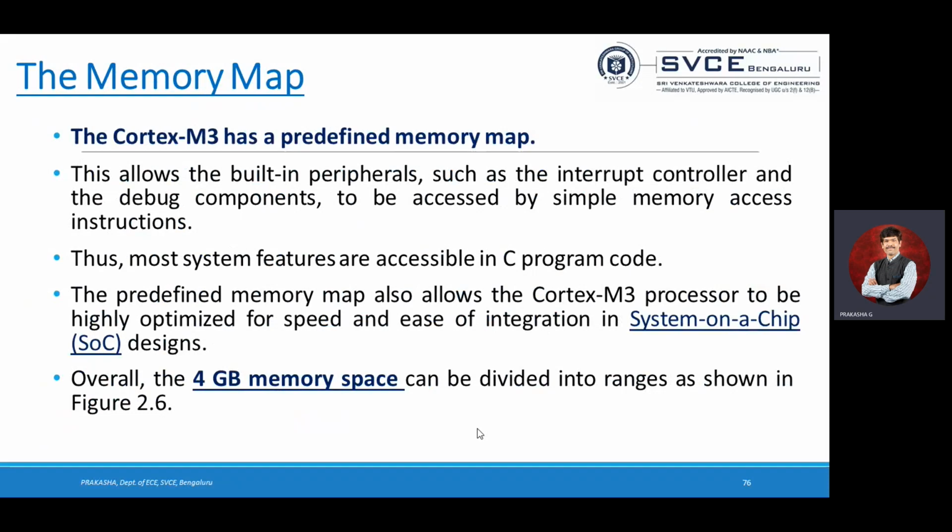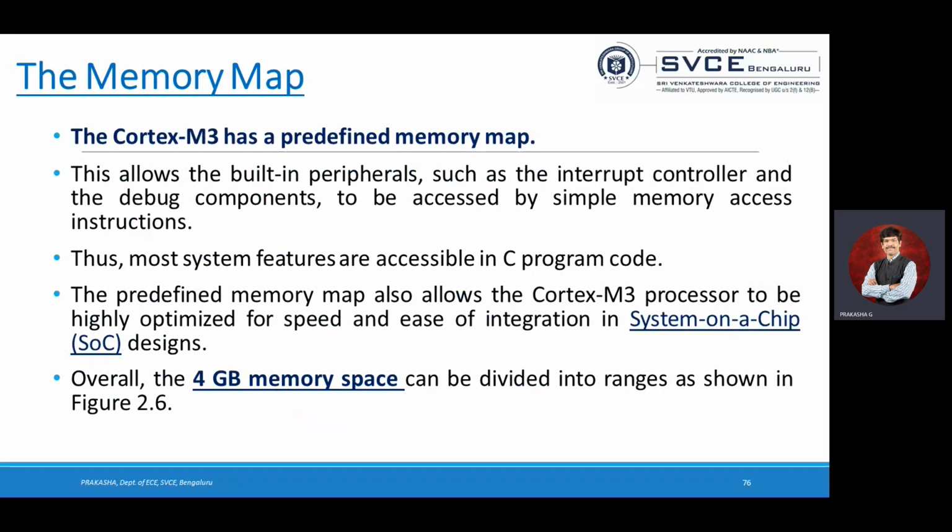The predefined memory map also allows the Cortex M3 processor to be highly optimized for speed and ease of integration in SoC, system on chip. The entire system is available on a single chip. Entire system in the sense, including your hardware and software, everything is available on one chip. Use that chip and execute. We call this a system on chip. So an entire computer can be kept on one chip itself.